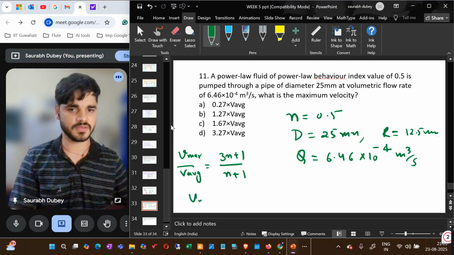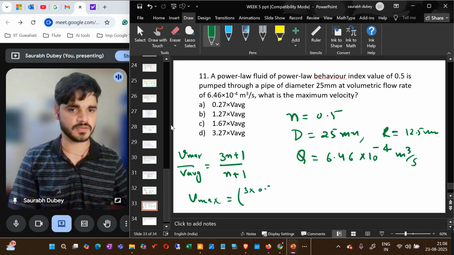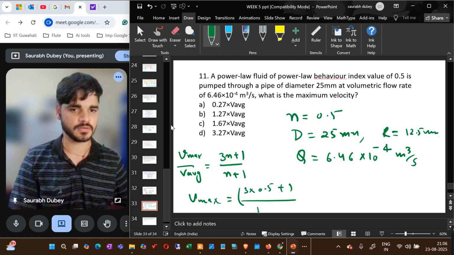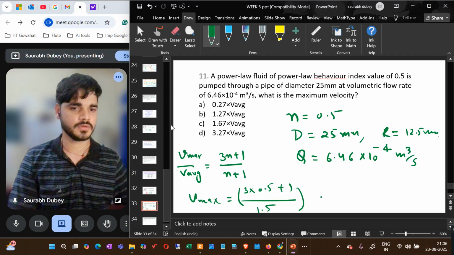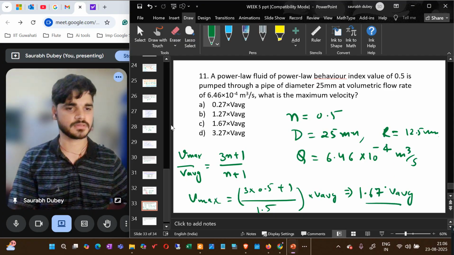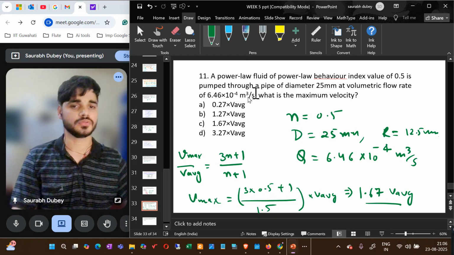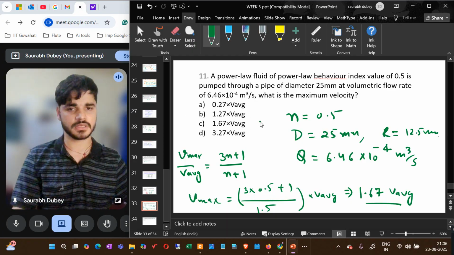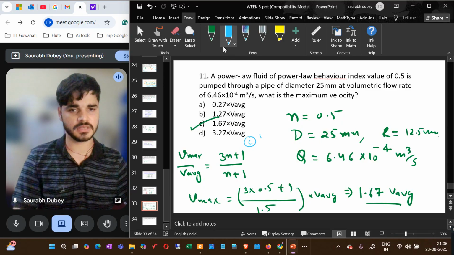And from here the max equals 3 into 0.5 plus 1, divided by 1.5, into the average. So this is 1.67 times the average. It will be the max, right? So option C is the correct answer, right? C is correct.